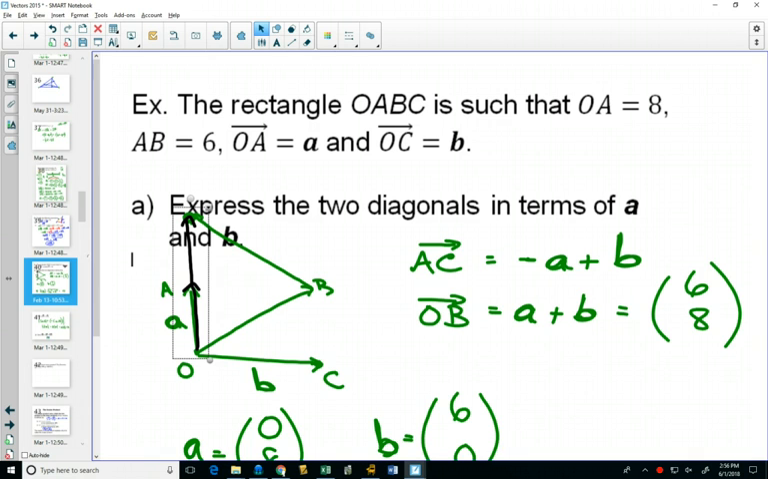Not okay with OC being B. That would be confusing with the vector B. Yeah, the OC should be a C, right? Just to mess you up a little bit. Sorry about that. Express the 2 diagonals in terms of A and B.